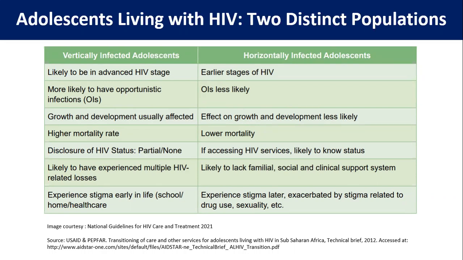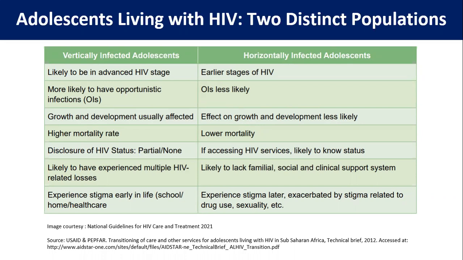But horizontally infected adolescents have an earlier stage of HIV disease. They are not in the advanced stage, and they are less likely to have OIs. Their growth and development is also not that much affected because they were not infected right from birth. Therefore, they have lower mortality.